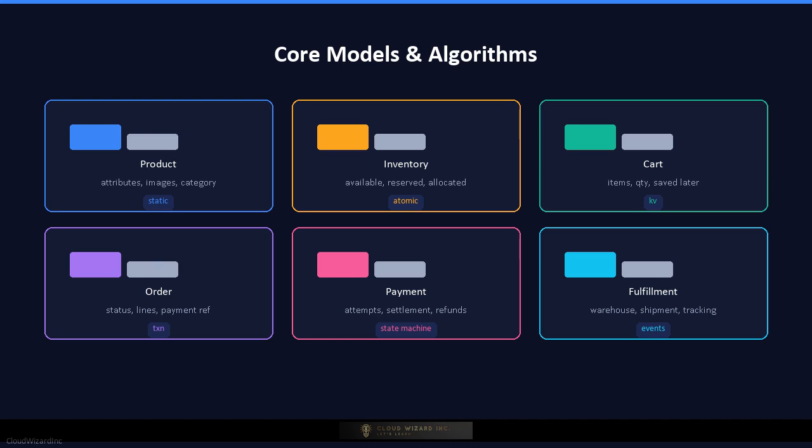The search index uses inverted indexes, ranking signals, and personalization. The recommendation engine uses collaborative filtering and real-time behavior. The key trade-offs are consistency versus availability, and latency versus completeness, especially during high-traffic events.